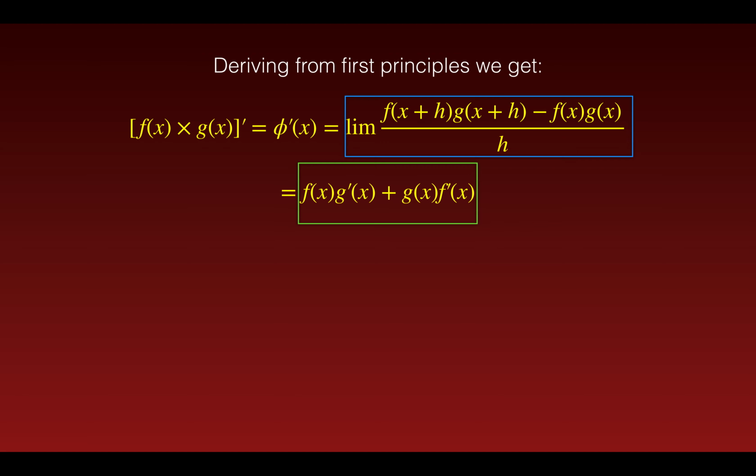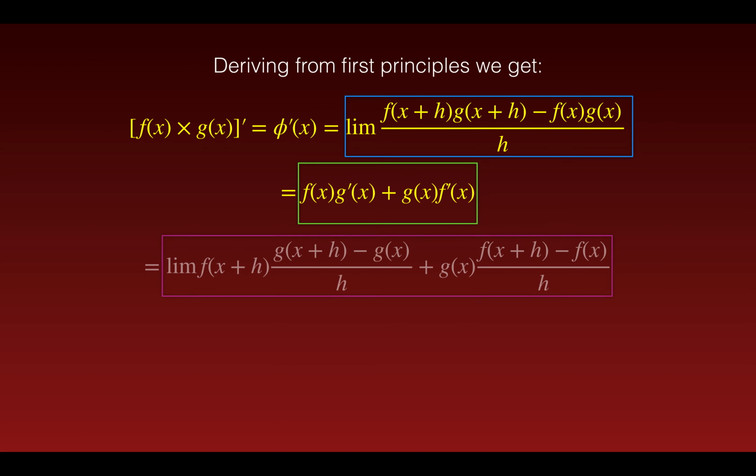To help, we expand the expression in the green box to get the expression in the pink box. Clearly, something has been added and then subtracted to get from the blue to the pink box. If we find this term, we will have proved the product rule. Can you see what the term is?